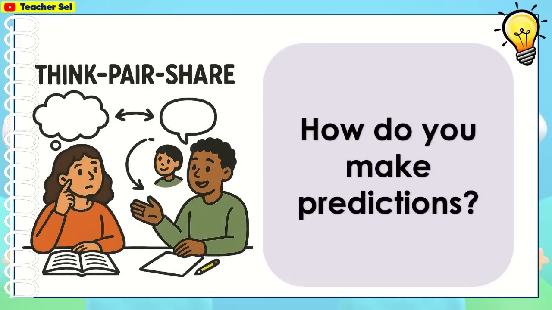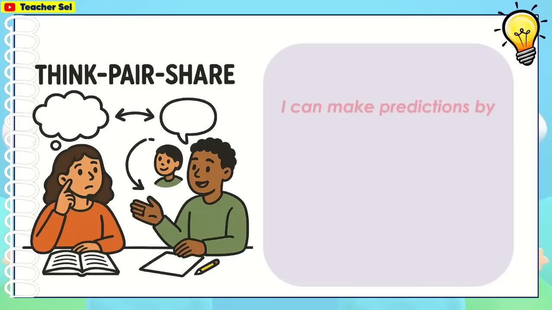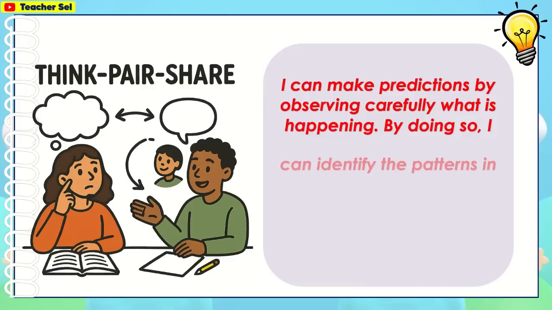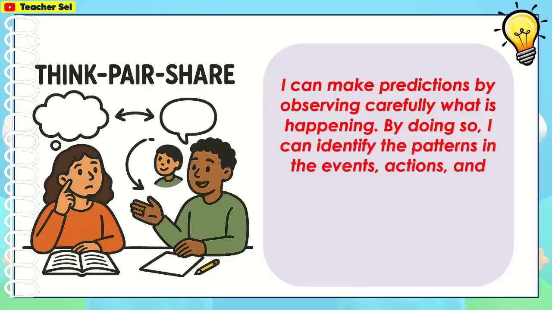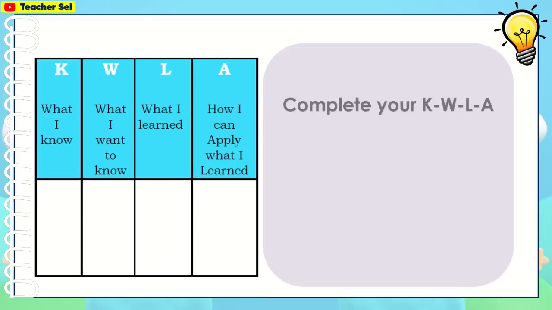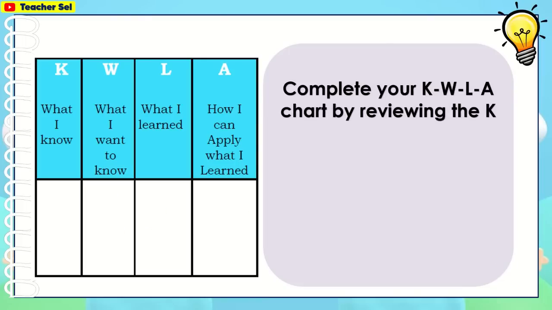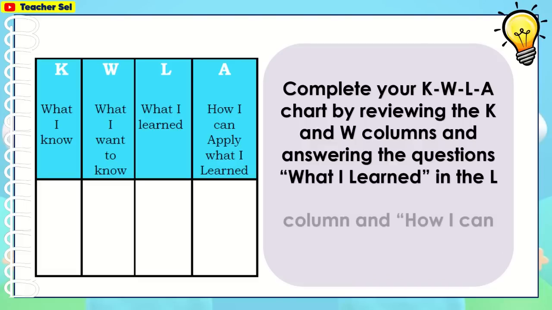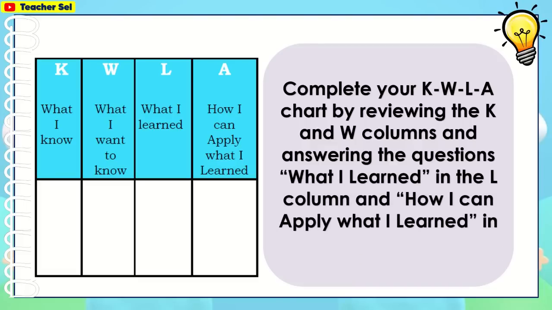How do you make predictions? I can make predictions by observing carefully what is happening. By doing so, I can identify the patterns in the events, actions, and activities, and use these patterns as a basis in predicting what can happen next. Complete your KWLA chart by reviewing the K and W columns and answering the questions what I learned in the L column and how I can apply what I learned in the A column.